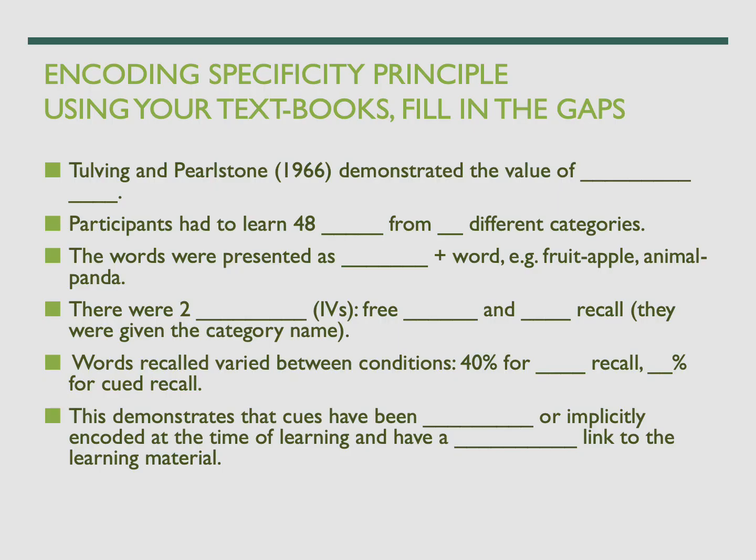Okay, so I've got a little task for you now. If you turn to page 54, I believe it is, in your textbook, what I want you to do is read through the section on encoding specificity principle. It's not very long, it's just one paragraph. And I want you to fill in the blanks about Tulving and Pearson's research based on that. So if you pause me, and then we will go through the answers once you've finished.